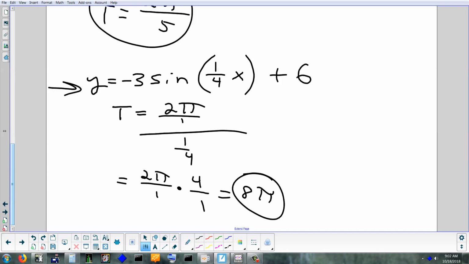And the period, you have to do the calculation. 2 pi divided by the number in front of x. A lot of people just put the number in front of x and say that's the period. No, it's not the period. You got to divide it out.